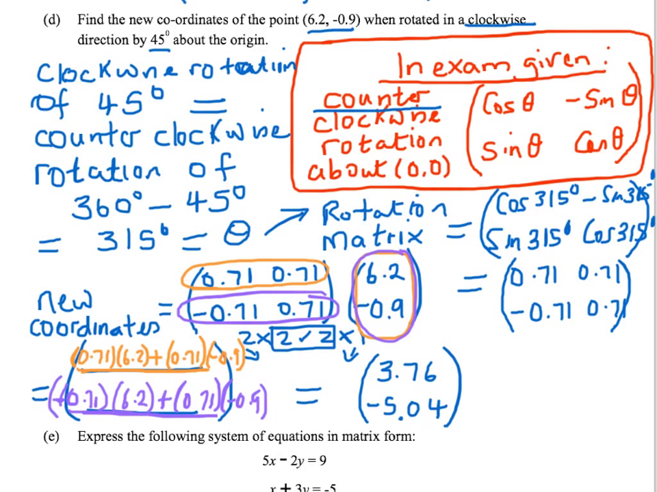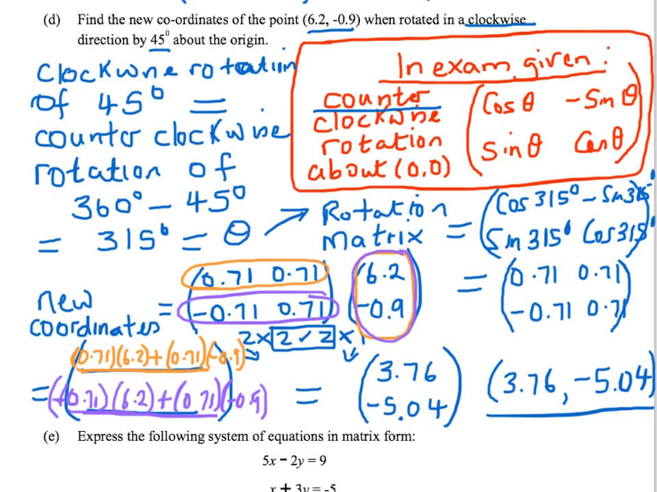And if I write them as my normal xy coordinates, what it will look like is the new coordinates will be 3.76, comma, minus 5.04. So that's the solution of the question.